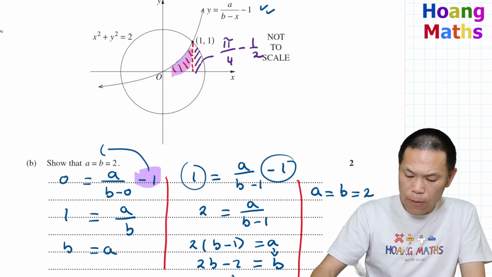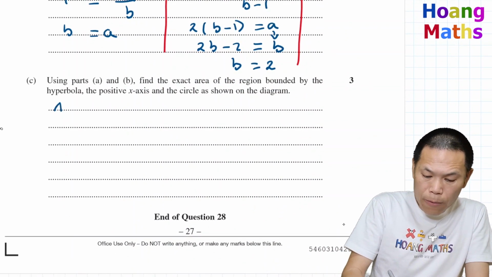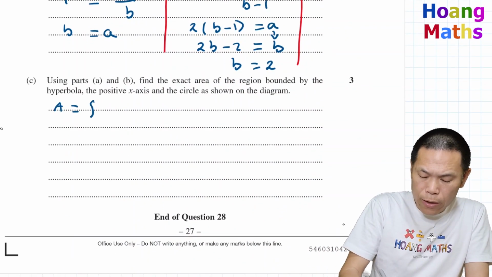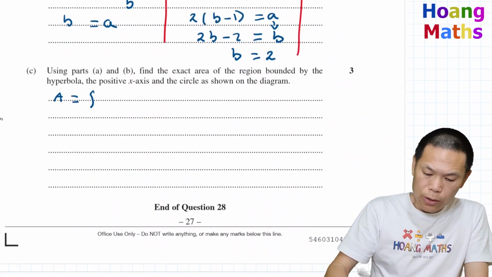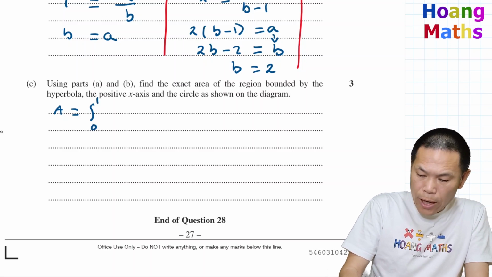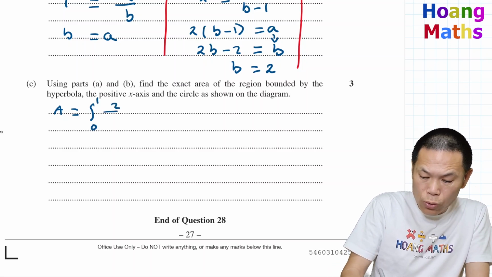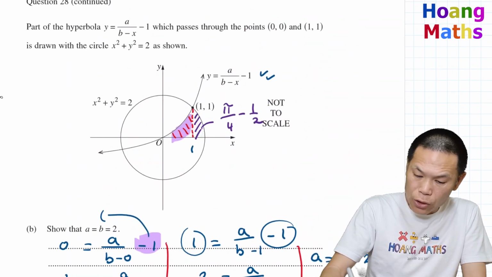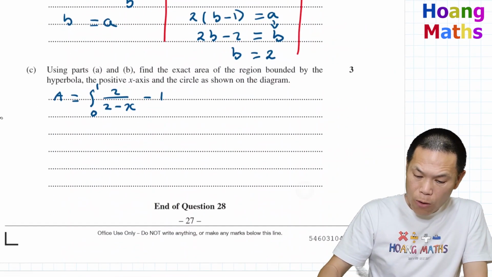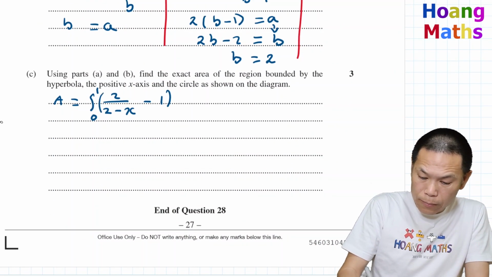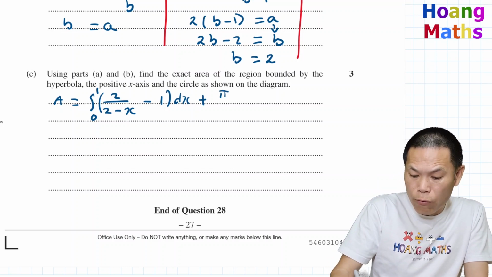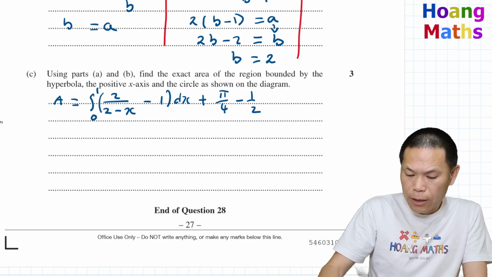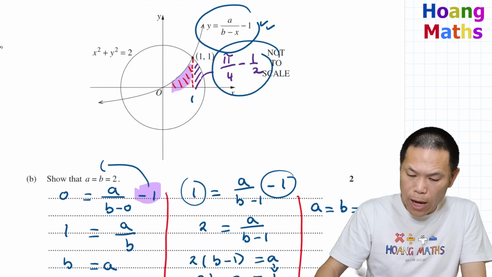So to work out this area, the area is equal to, we integrate from 0 to 1. Okay, this is 1 here. So 0 to 1, and A and B is 2. So that means 2 over 2 minus x, and then minus 1. So that is the function. So don't forget, and then now is dx. And then we add the area of the segment, that is pi over 4 minus a half. So this area here, don't forget, we add that on top.